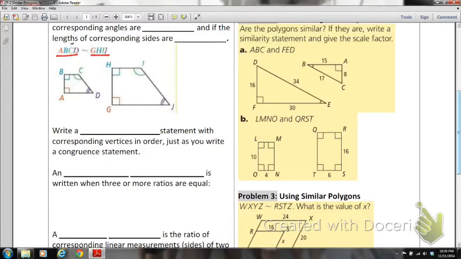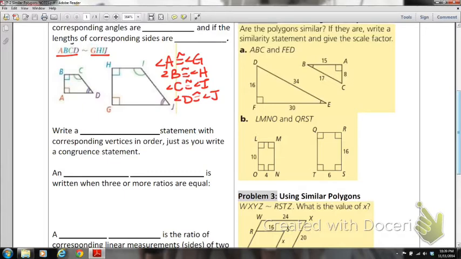Once again, you can go by the names like you do with congruence to indicate the corresponding angles that go together. So here we're going to have angle A is congruent to angle G, angle B is congruent to angle H, angle C is congruent to angle I, and angle D is congruent to angle J.